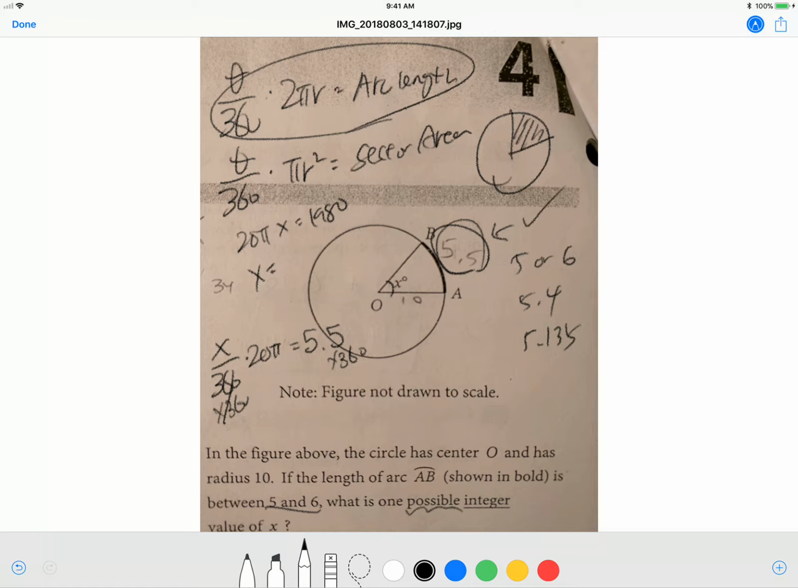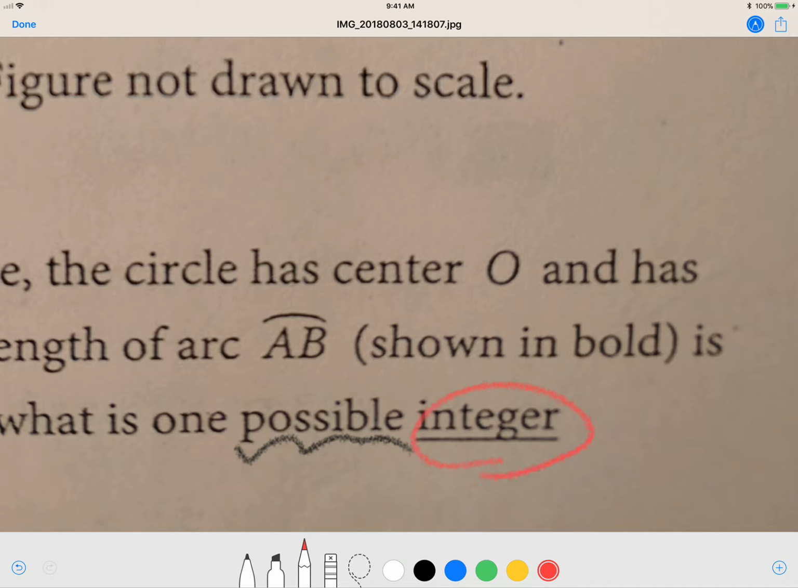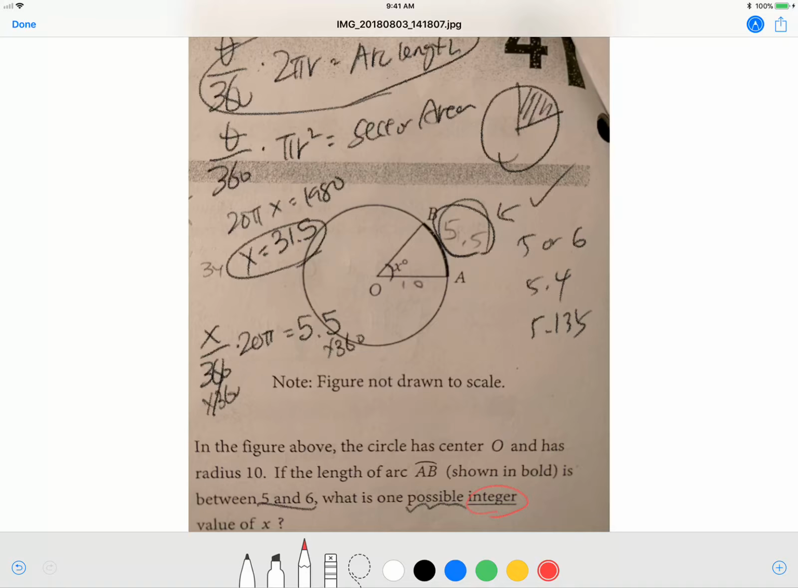I get x to be somewhere around 31.5. So what does that mean? It means that x right now is currently around 31.5, but remember, I want an integer value, right? I want an integer value, which means I can either round up or down. The reason I can either round up or down is because you picked a number that is exactly in the middle between 5 and 6.